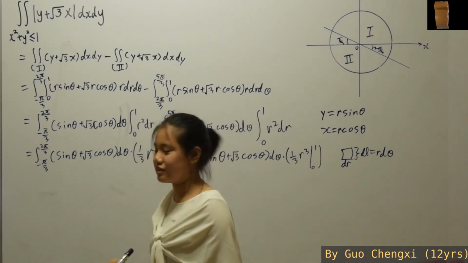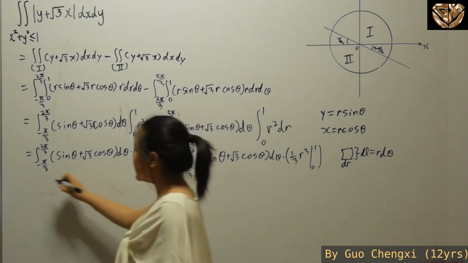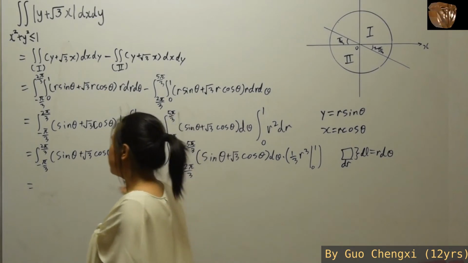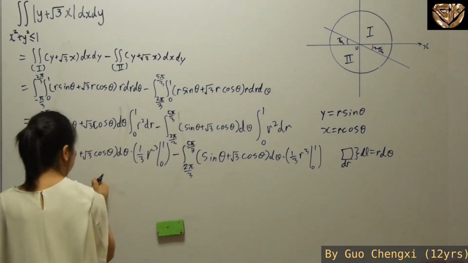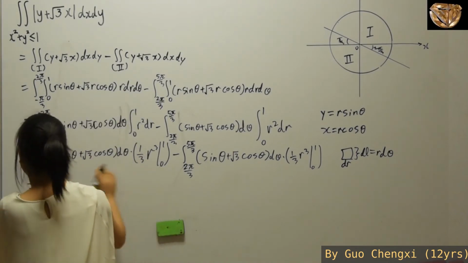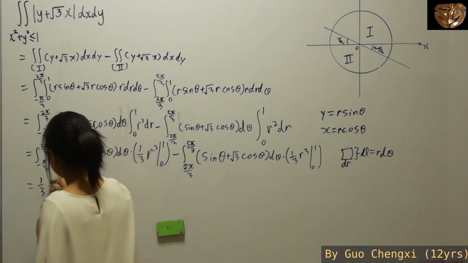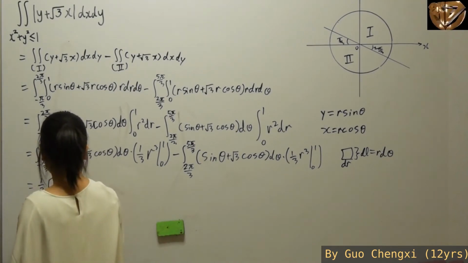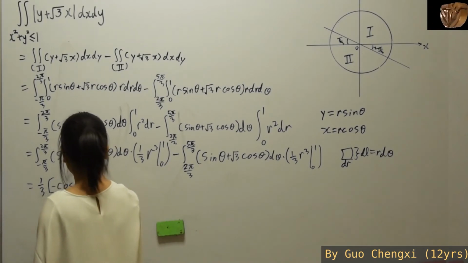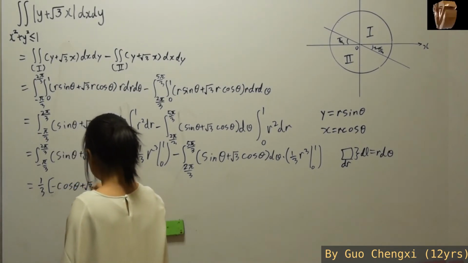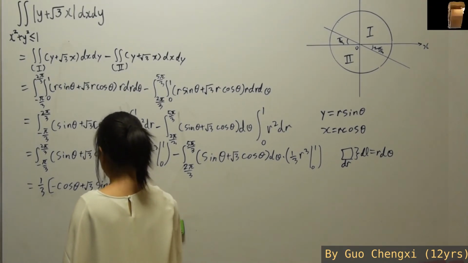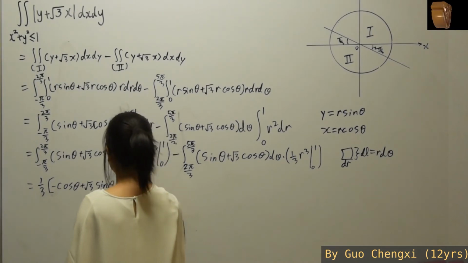And now that we have gotten this, here will become 1 over 3 minus 0. So here we'll have 1 over 3, and now we can also integrate for this part. If we integrate for this part, sine is going to become negative cosine theta, cosine becomes sine, and then it will be from negative pi over 3 to 2 pi over 3.